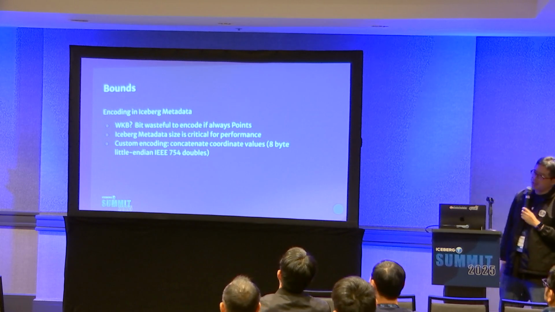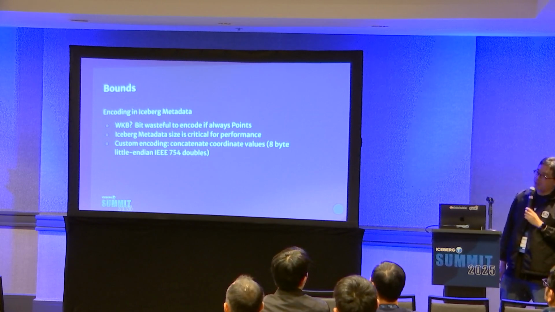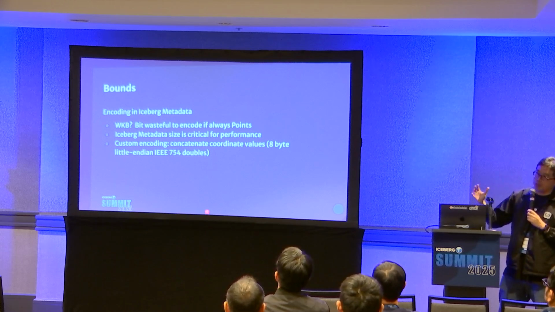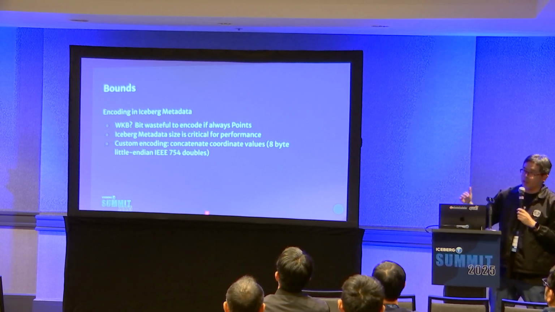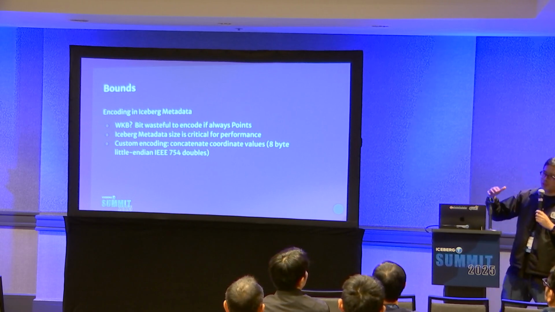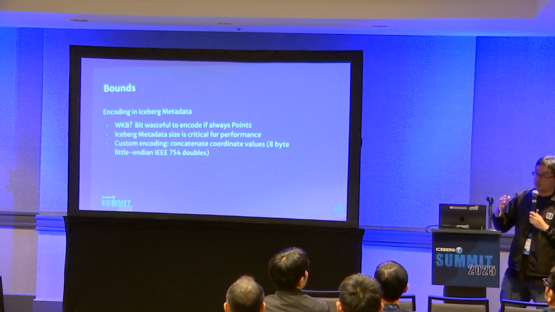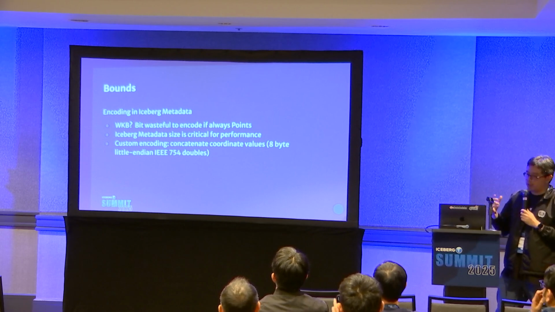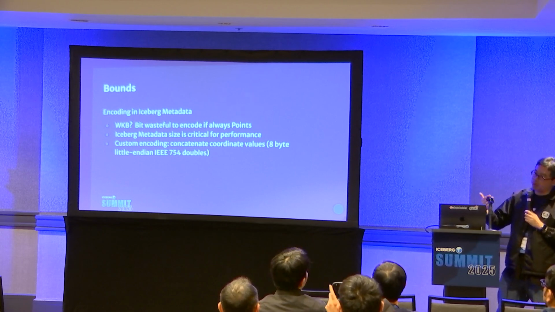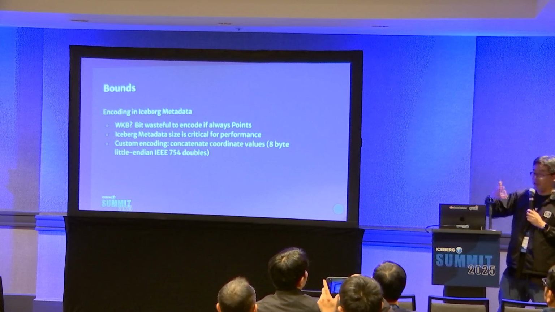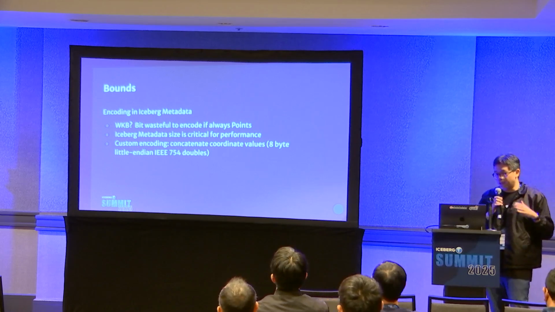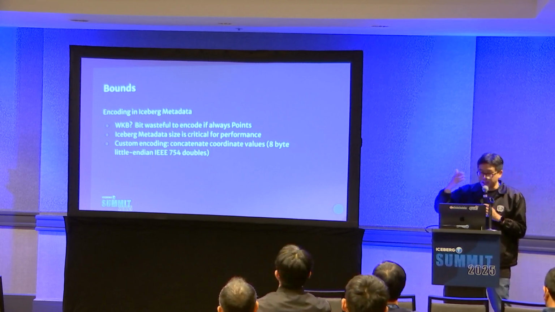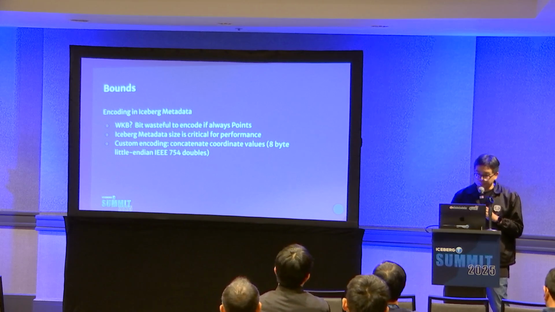And the only kind of iteration here was, I think Ryan Blue made a nice observation. Initially, we were thinking to use WKB to encode the bounds in Iceberg metadata, but Ryan Blue made a nice observation that with Iceberg, we want to have very compact metadata because it's very critical for query performance and writes. And so we actually have a custom encoding, because we know it's always a point, we can skip a few bits, and apparently that kind of adds up over time. So we have a custom encoding for Iceberg metadata for bounds, where we just concatenate the values directly.